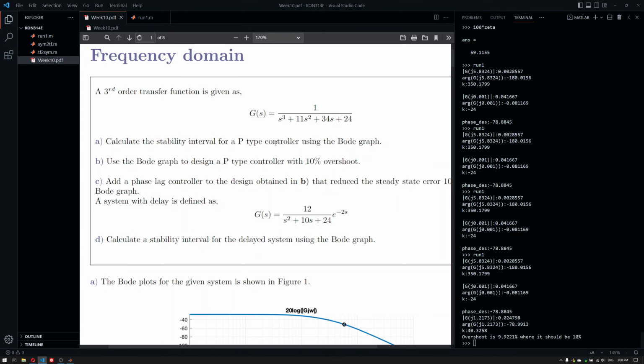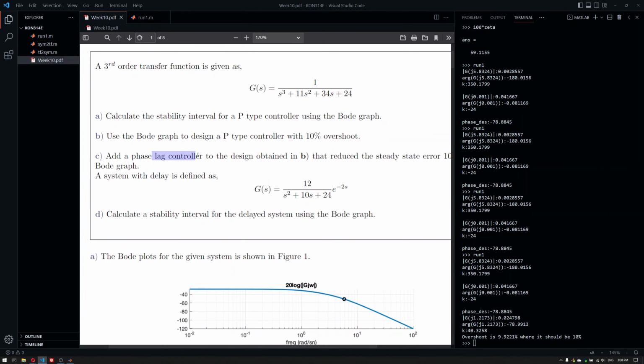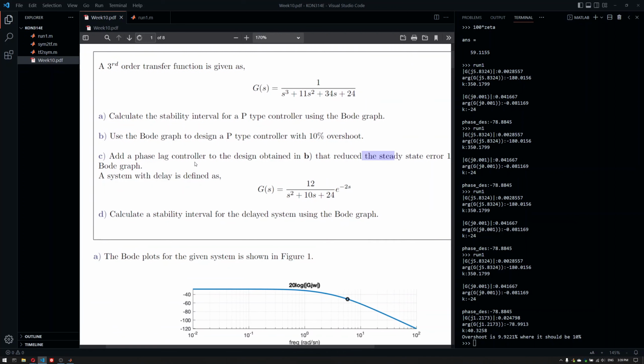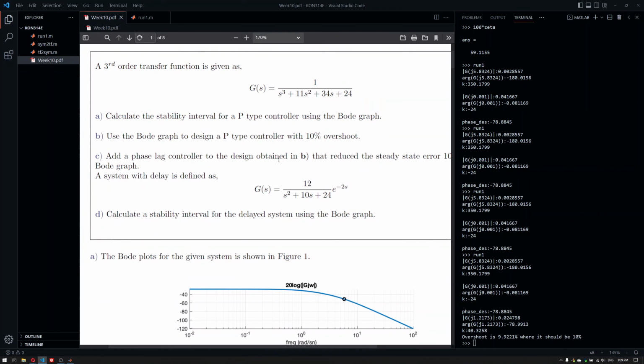So now let's add a phase lag controller to the design obtained in B. So we are going to use the p-type controller here and add a phase lag controller on top of that. That reduces the steady state error by 10-fold using the Bode plot. So this is basically just for the exemplification of phase lag design.